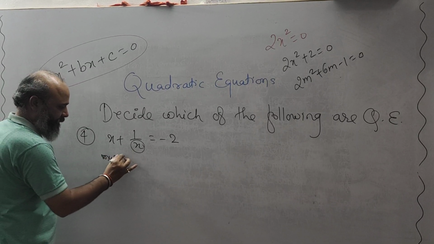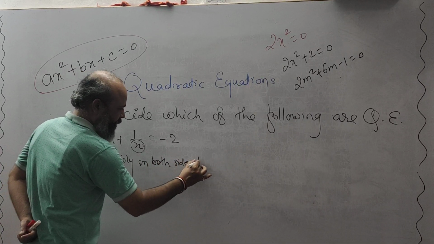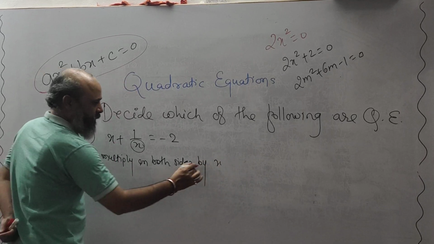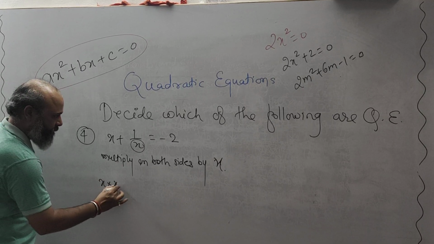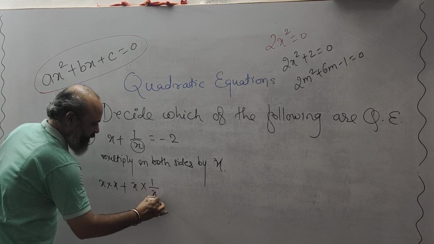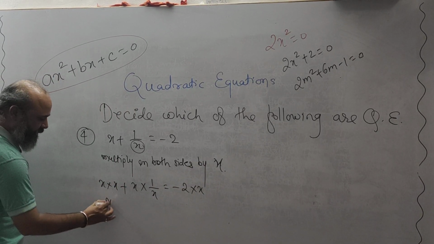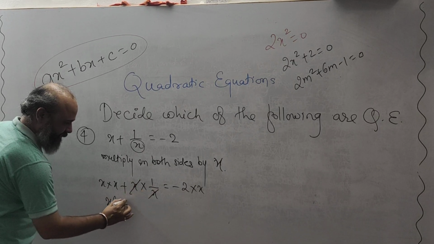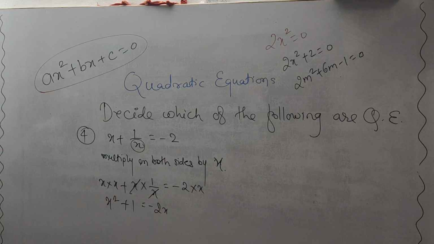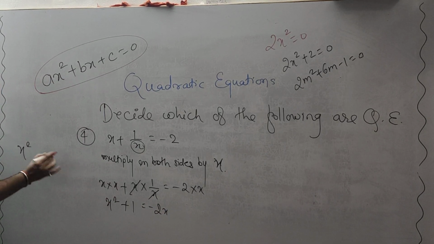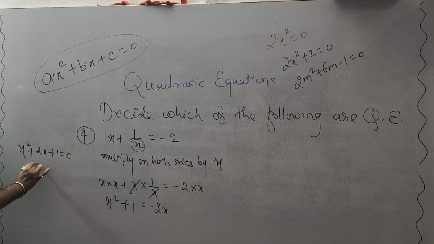Multiply on both sides by x. So what we will get then? X into x plus x into 1 by x is equal to minus 2 into x. So x into x is x square, this x cancels, plus 1 is equal to minus 2x. Now transfer this minus 2x to left hand side, so what you will get, student? X square plus 2x, and this plus 1, and this is equal to 0.